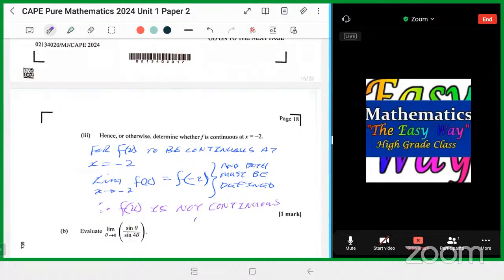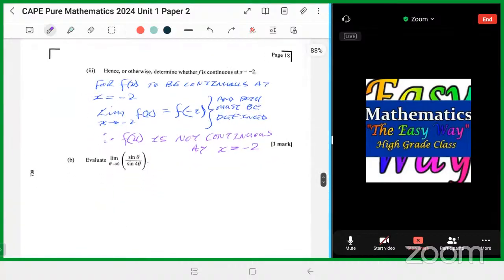You have to say at x equal -2 to specify the point we're testing continuity. Because it might be continuous elsewhere, just not continuous at this point. You cannot just say it's not continuous, done. No, you have to specify the point.